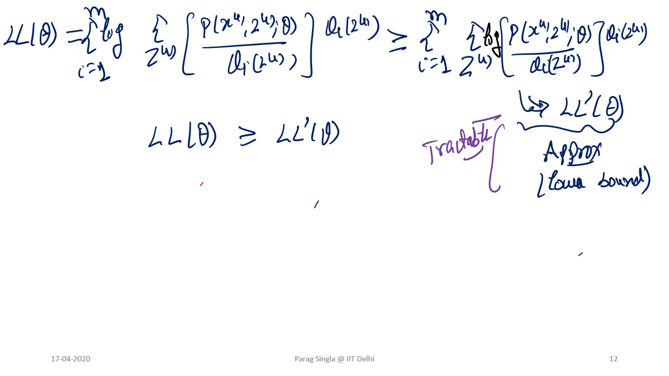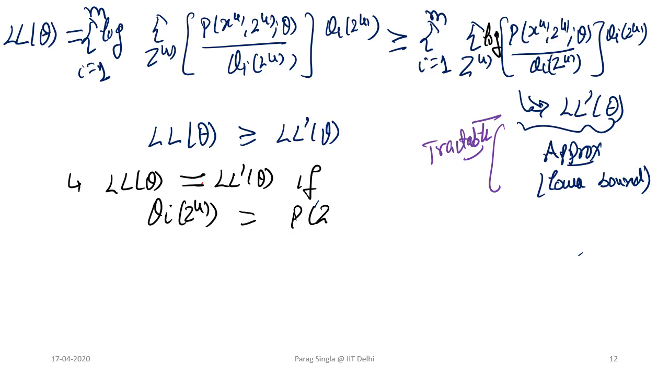And not only that, we also have that LL theta becomes equal to LL prime theta if we choose, for all i, qi zi to be exactly the conditional distribution of zi given xi, given the current set of theta. So if we choose qi zi in this manner for all i, then these two become equal. And as we will see in the next class, let me give you just the intuition of what is going to come.